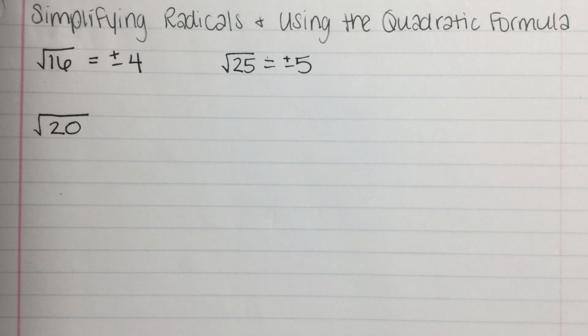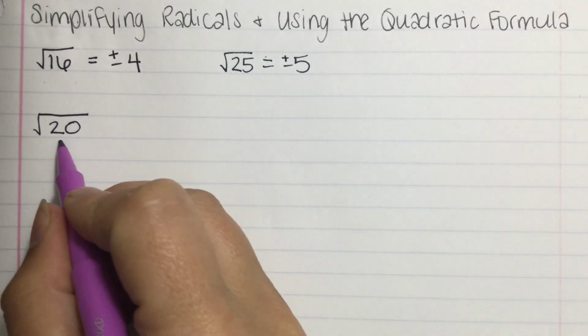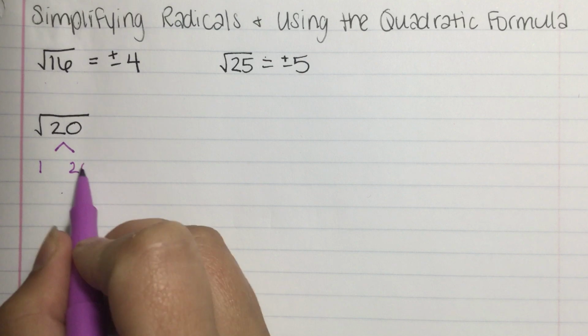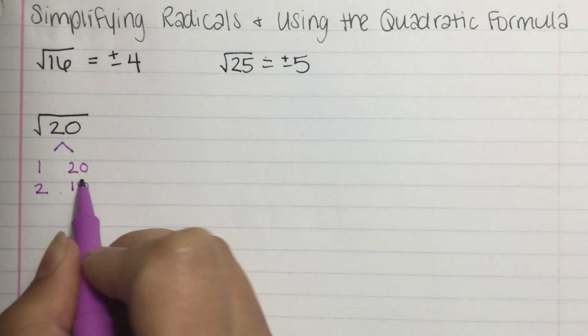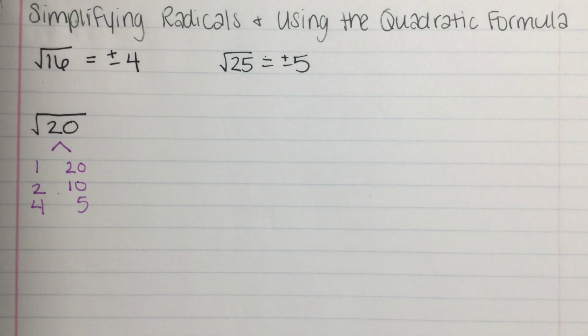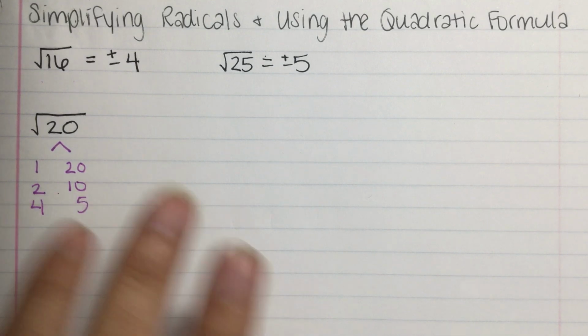Okay, now this one does not solve simply, but we can actually simplify it. The way that we do this, we are going to break it down by all of its factors. So 1 and 20, 2 and 10, 4 and 5. And what you're going to do is look for all the perfect squares in the list of numbers.